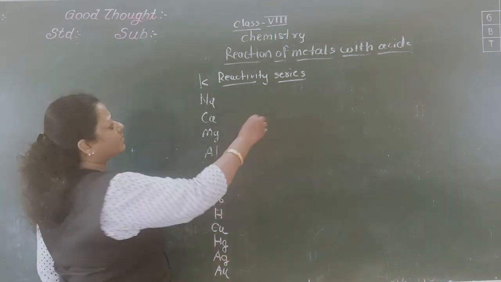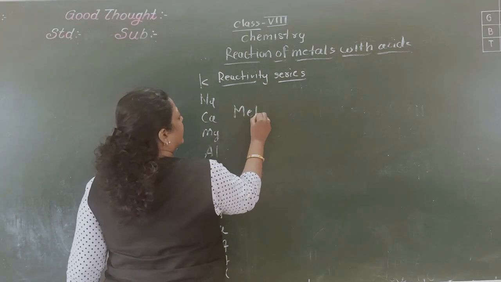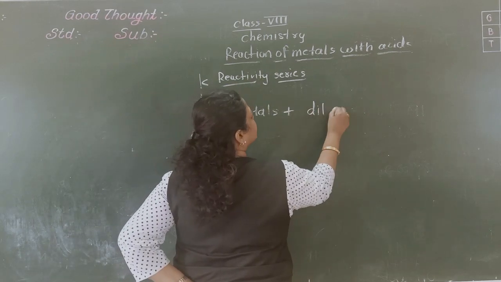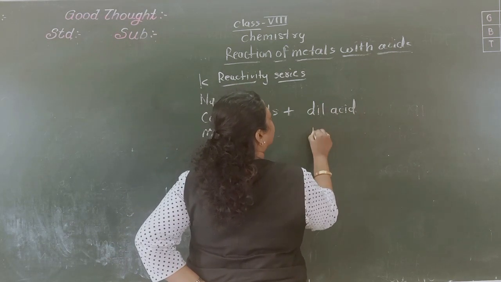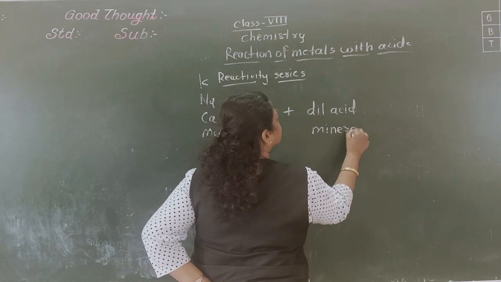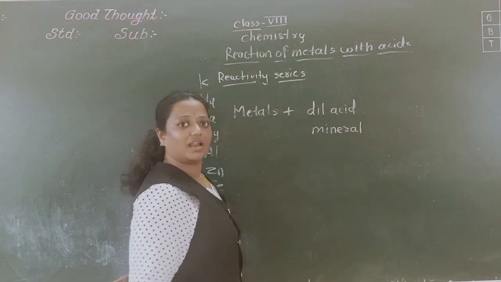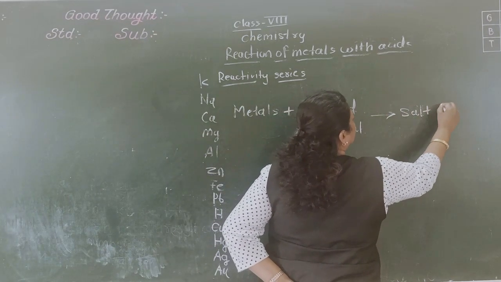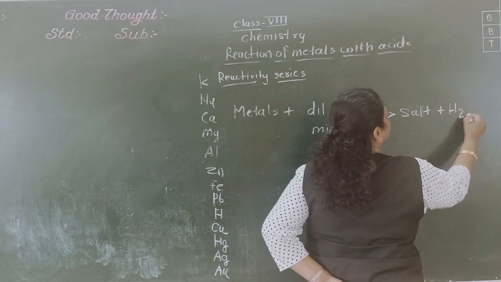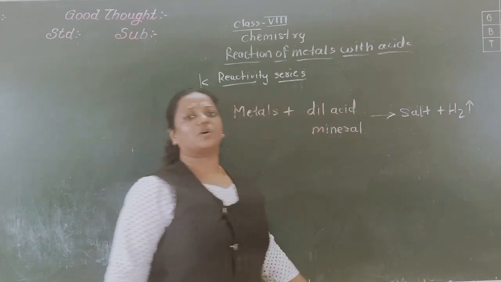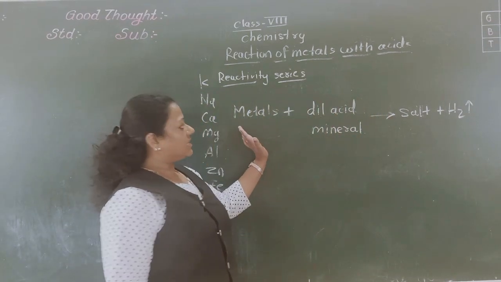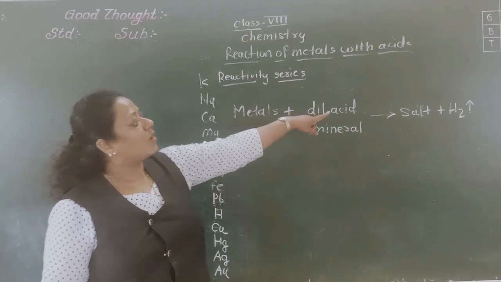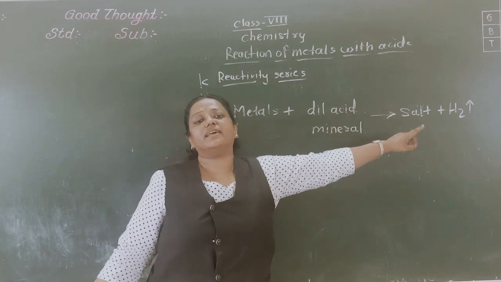So what happens when a metal reacts with acid, students? When these metals react with dilute mineral acid, they form what? Salt plus hydrogen, which is released into the atmosphere. When metals react with dilute mineral acid, they form salt plus hydrogen gas.